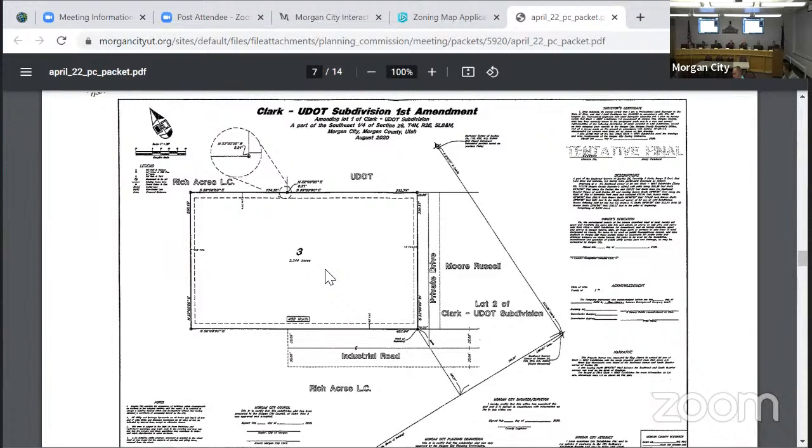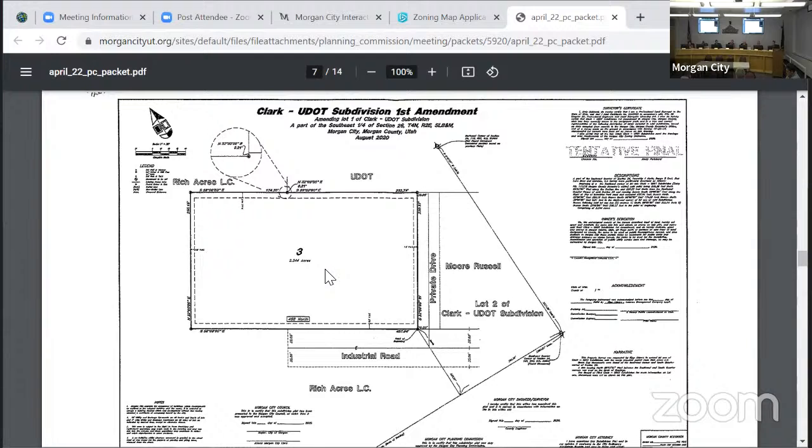Correct. Okay. And how much additional land? It's 1 acre. Okay. So you'd have a total of 2.54 acres. So is this lot directly north of where your current storage is? Correct. Yep. Okay.